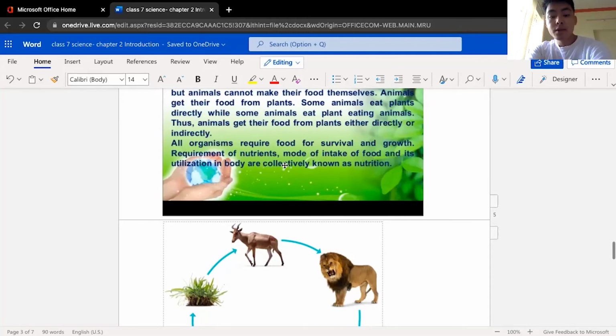Requirement of nutrients, mode of intake of food and its utilization in body are collectively known as nutrition. So first, the chapter is nutrition in animals. Today in this session, we will focus especially on nutrition, the requirement of nutrients.